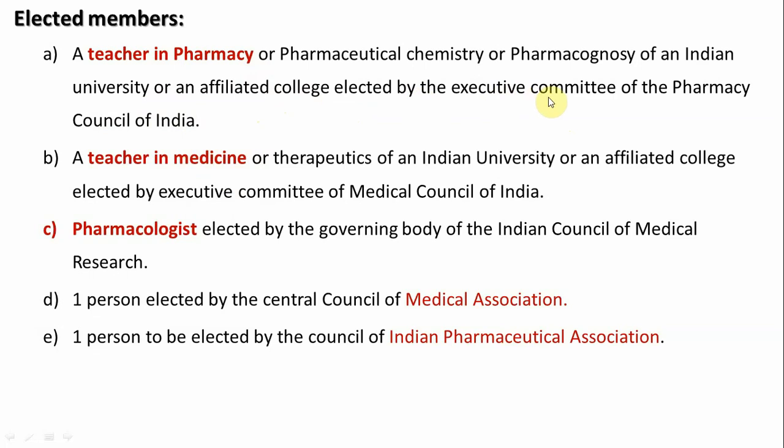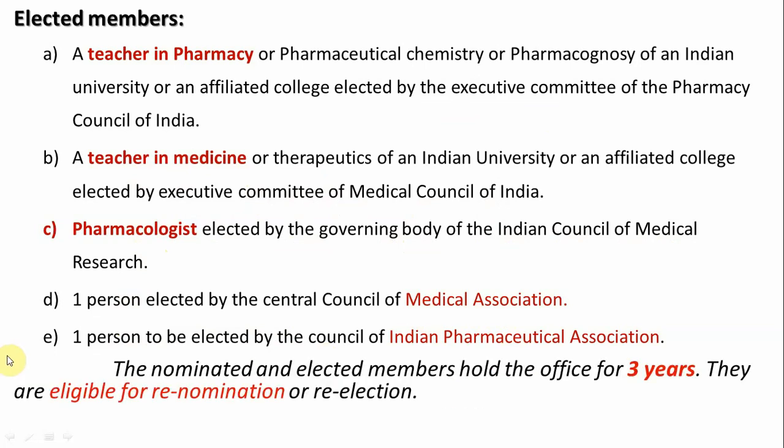One person elected by the Executive Committee of PCI, and another person, that is here a teacher in pharmacy, it is elected by the Executive Committee of PCI, and teacher in medicine or therapeutics, it is elected by Executive Committee of MCI, that is Medical Council of India. Then third, pharmacologist, which is elected by the governing body of ICMR, that is Indian Council of Medical Research. Then 1 person elected by the Central Council of Medical Association, and 1 person to be elected by the Council of Indian Pharmaceutical Association.